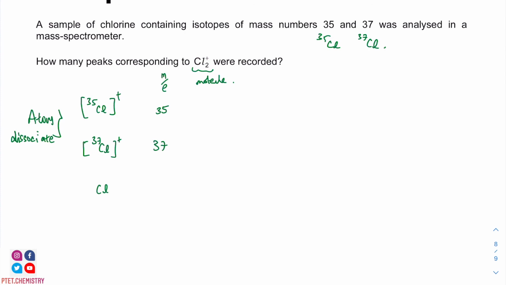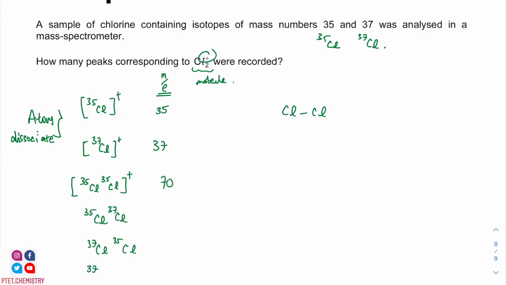When you have the molecule, you need to think. When I have a molecule, I have Cl and Cl, right? So you have to specify exactly what the species are. 35 chlorine and 35 chlorine. Okay, all of them are positively charged in the mass spec. That's why there's a plus charge there. Remember, we talk about mass over charge. If something is not charged, you won't see it in the mass spec. This will give you 70, because 35 plus 35. So we are playing with combinations here.